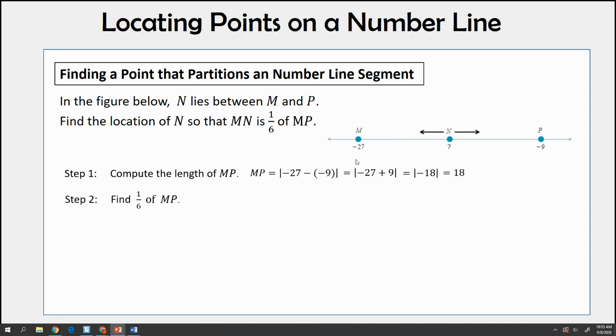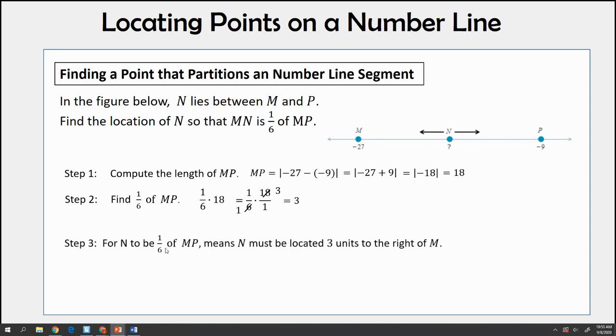Now we want the location of N to be a sixth of that distance. Okay, so what we need to do is find a sixth of 18. What is a sixth of 18? Mathematically, it's 1 over 6 times 18 over 1. We can cross cancel, divide both of these by 6. We get a 3 and a 1. And then multiply, we get 3. So what we know is we need to locate N 3 units to the right of M, and that will make MN 1/6 of MP.